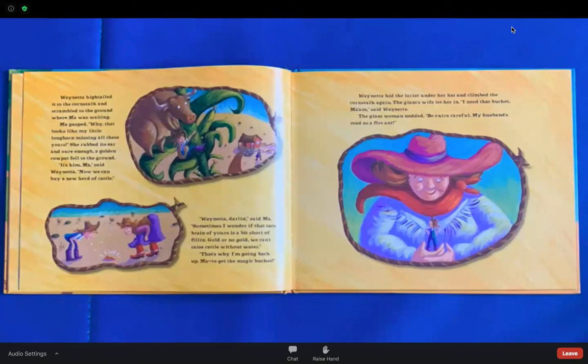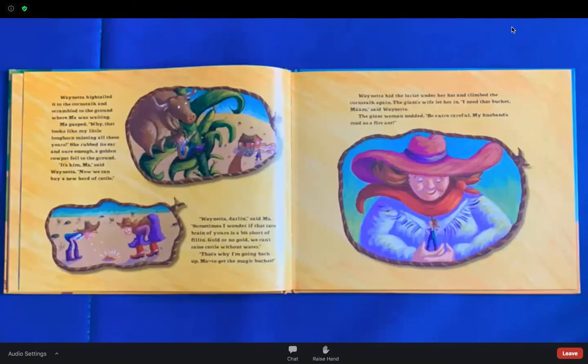"Whenetta, darling," said Ma, "sometimes I wonder if that taco brain of yours is a bit short of filling. Gold or no gold, we can't raise cattle without water." "That's why I'm going back, Ma, to get the magic bucket." Whenetta hid the lariat under her hat and climbed the cornstalk again.